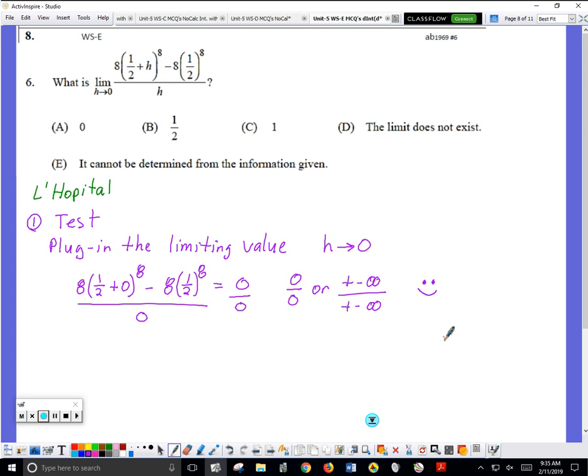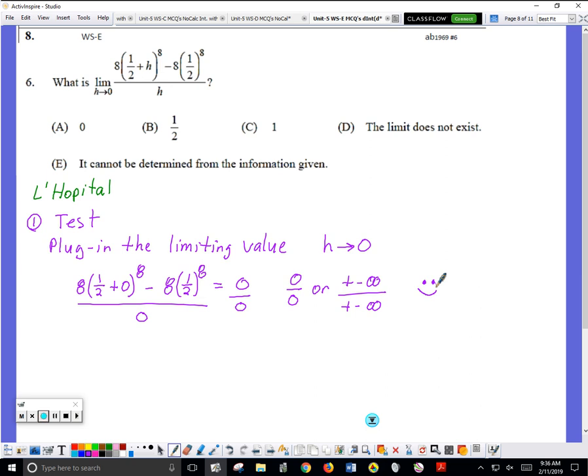The plus and minus just means you might end up with negative infinity divided by positive infinity. That's still a successful test. Any combination works. You might end up with negative infinity divided by negative infinity. That's good. Maybe positive infinity divided by negative infinity. That's fine.